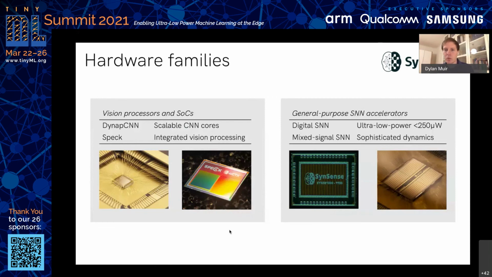Then we have a number of general purpose spiking neural network accelerators, and these are tailored for the continuous signal processing tasks. So we have a digital SNN, which we're bringing up at the moment. And this is really for sub 300 microwatt worst case tasks. We also have a line of mixed signal spiking neural networks that have more sophisticated neural dynamics.